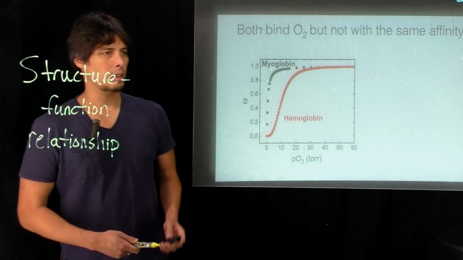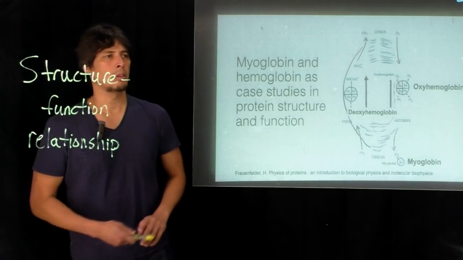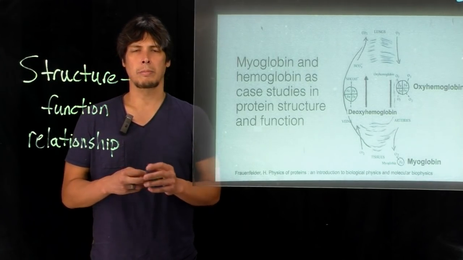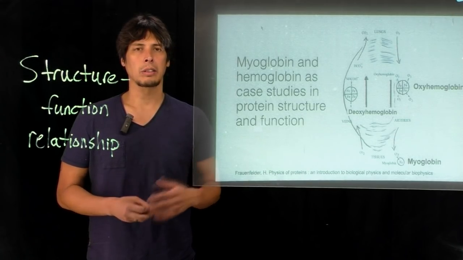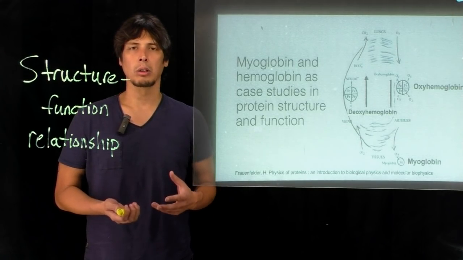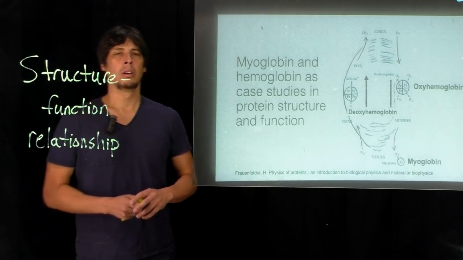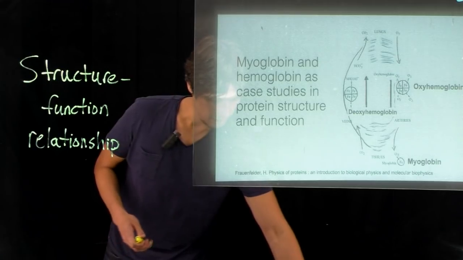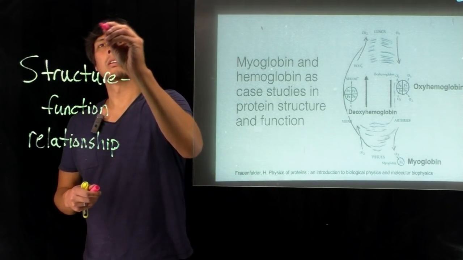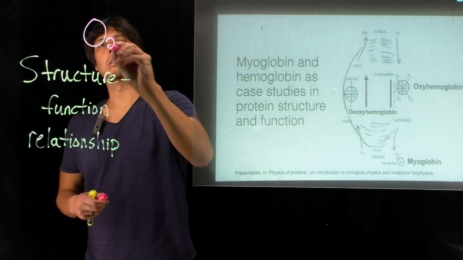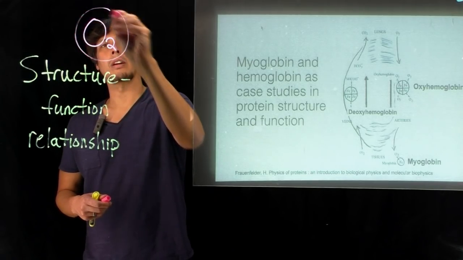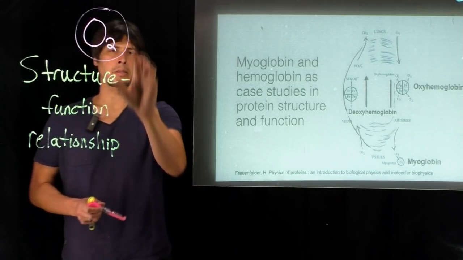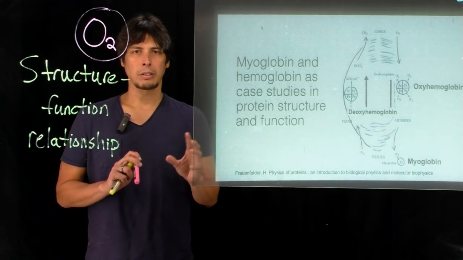So as a case study, we're going to look at two different proteins which at first glance seem to do exactly the same thing. One of these is called myoglobin and the other one is hemoglobin. They both bind dioxygen, or O2, shown here, a very famous molecule that we know is very important for life on Earth. And so these bind this molecule, but they have different functions.